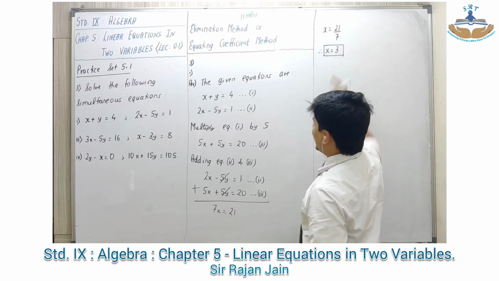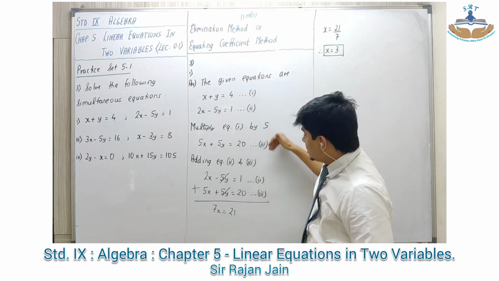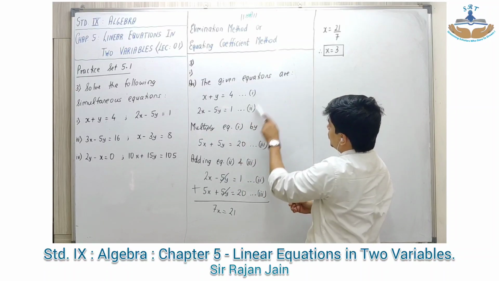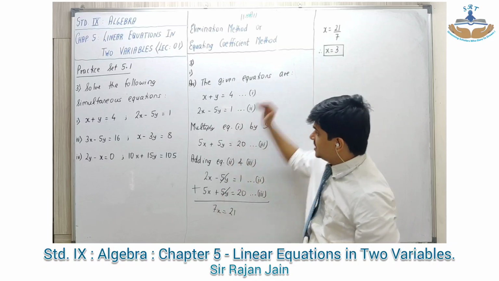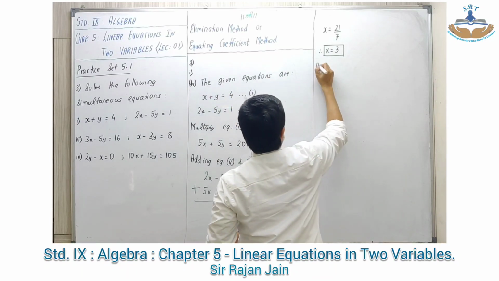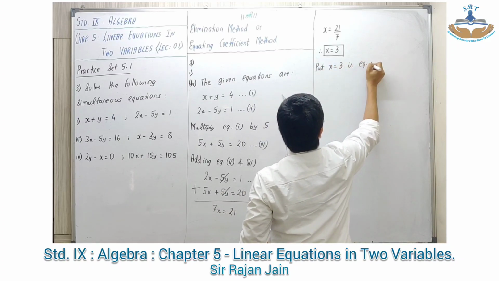And once you get the value of any one variable, put that value in any equation that you have in the sum. You can either put it in 1, or you can put it in 2, or you can put it in 3 to get the value of y. The easiest equation among the three is the first one. So I say put x equal to 3 in equation 1.